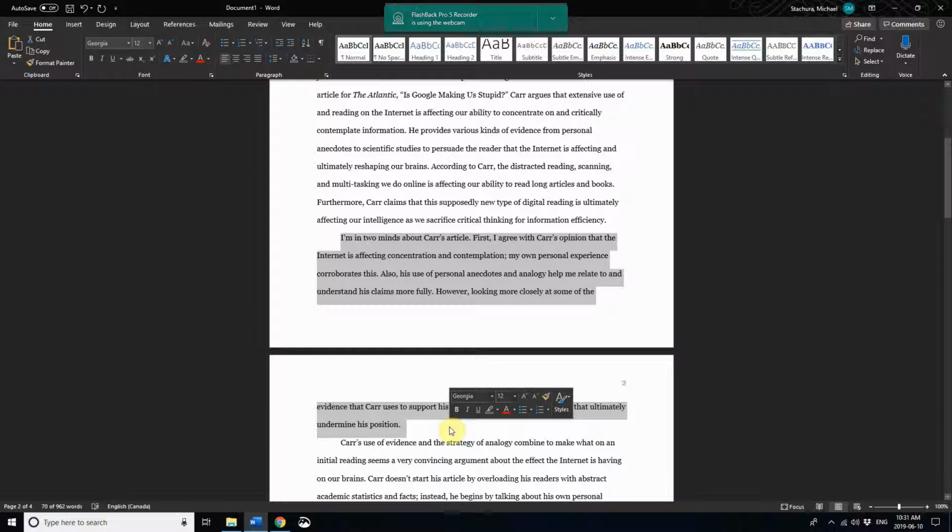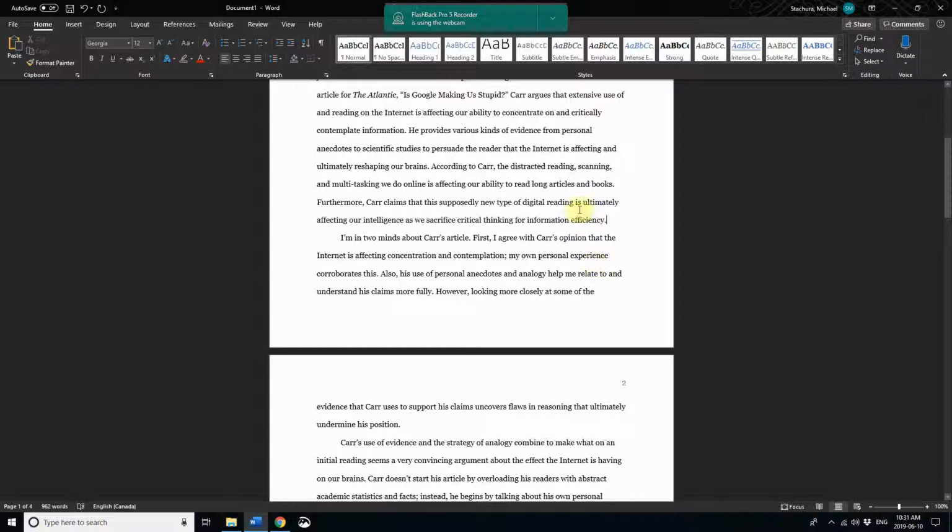So after your introduction, you need to add your thesis statement in a separate paragraph, just like I've done here. Usually, a thesis statement comes at the end of your introduction, so it would come somewhere right after this period, right here. But I want you to write a separate paragraph for a couple of reasons.